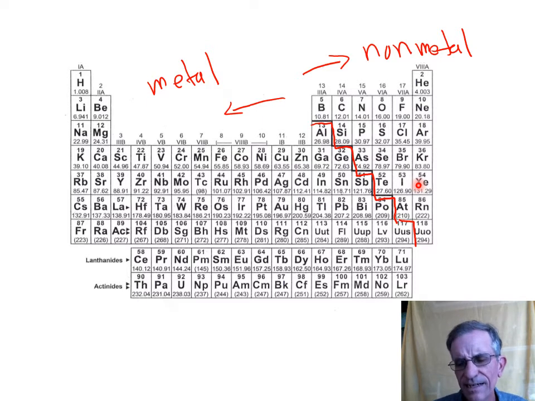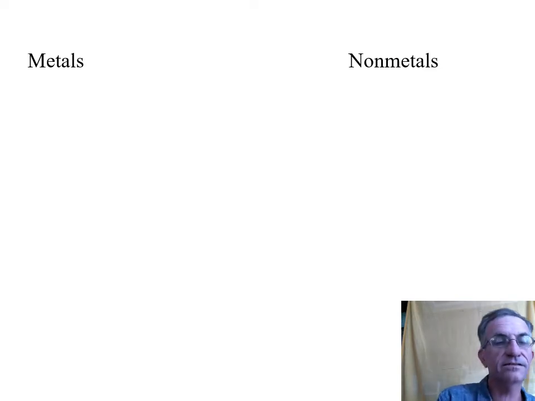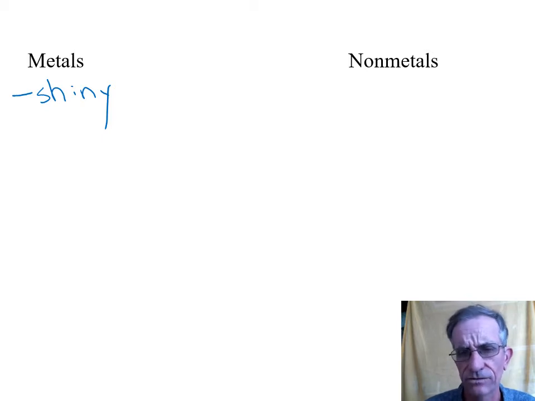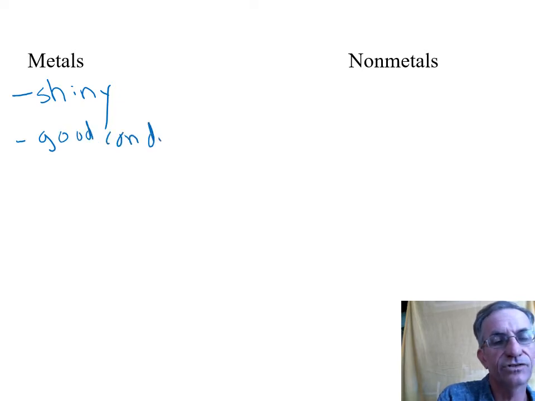All right, so let's take a minute and talk about what I mean by being a metal or being a nonmetal. So let's write a few notes about how these two categories are different. All right, so metals are going to be elements that are shiny. Metals tend to be shiny. And as I go down this list, yes, there are exceptions, but generally speaking, metals are shiny. Metals tend to be good conductors. There are exceptions, but mostly they're good conductors of heat and electricity.